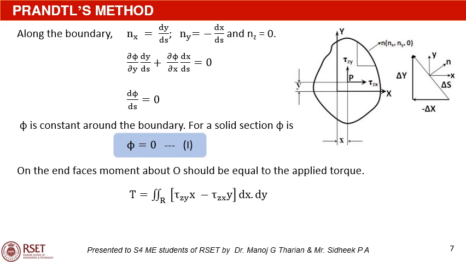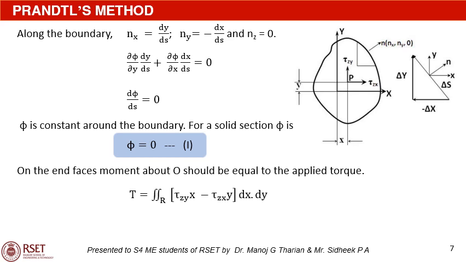Substituting for the direction cosines nx and ny in the third equation for the boundary condition, we get ∂phi/∂y into dy/ds plus ∂phi/∂x into dx/ds equal to 0, which means d phi by ds equal to 0. That is, phi is a constant around the boundary. For solid section, phi is 0. That is, phi equal to 0 along the boundary for a solid section.